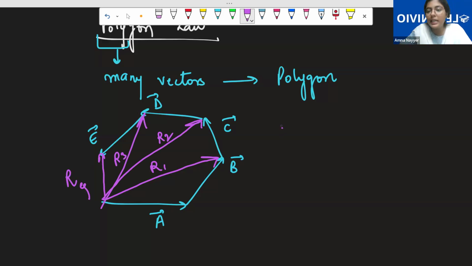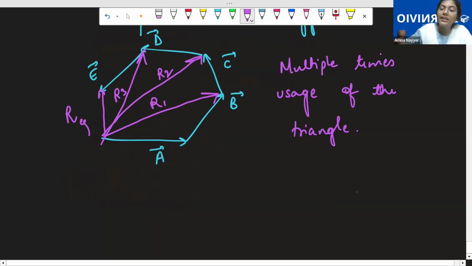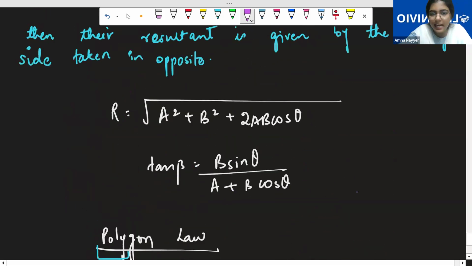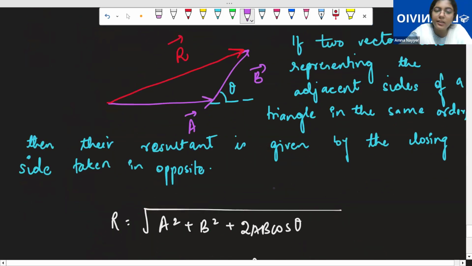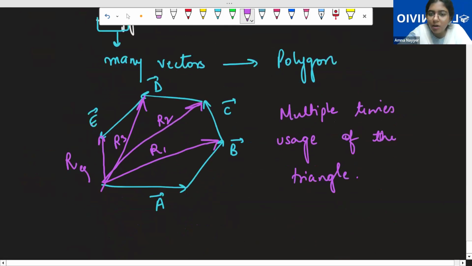You use the triangle law multiple times. So it is also given by the closing side of the polygon in the same order. It's exactly the same thing, it's just that this is given by the closing side of the polygon. Wherever triangle is there, the term polygon is there. Same magnitude, this is the same formula of the magnitude. Same formula for the direction. It's just about how you use it.